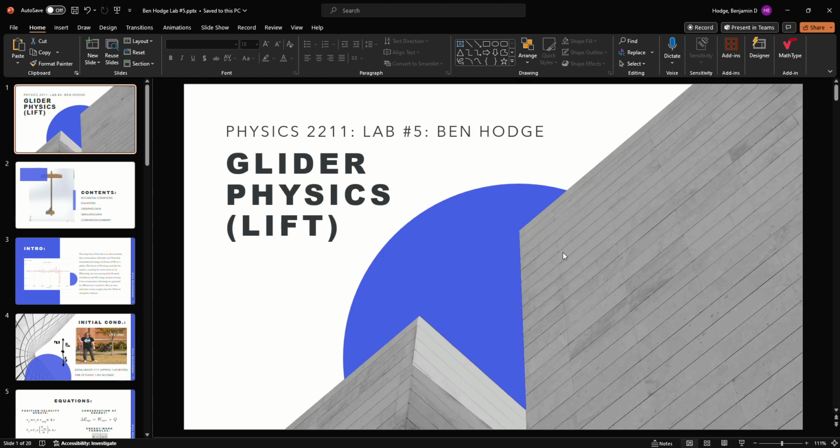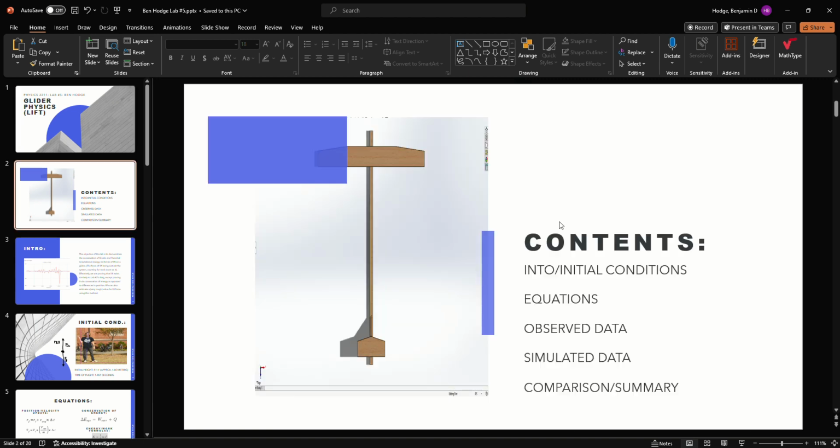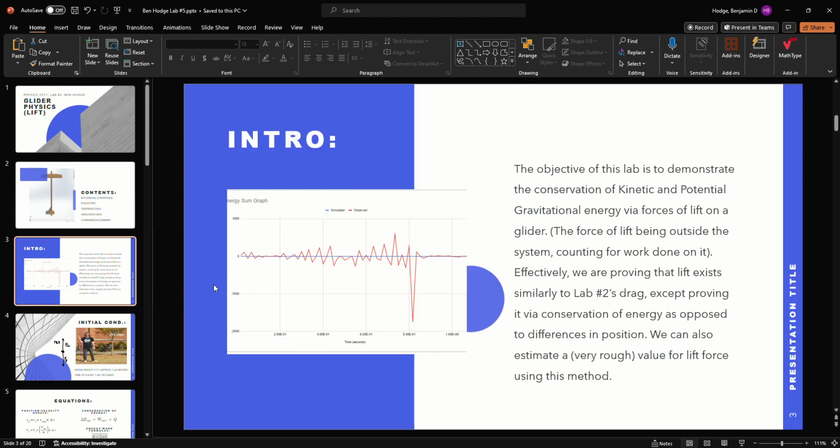I'm Hodge, and this is glider physics, lift. We're going to be proving it using kinetic and potential gravitational energy. Our contents are going to be intro, initial conditions, equations, observed data, simulated data, and a comparison summary, and you can see a cool little picture of the glider that we use in this experiment. Here's the energy sum graph, which is our display of results before the end.